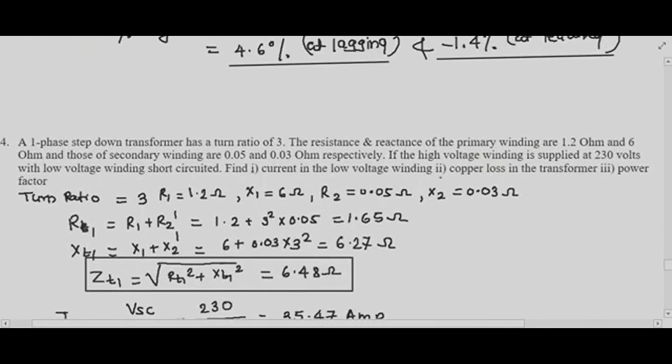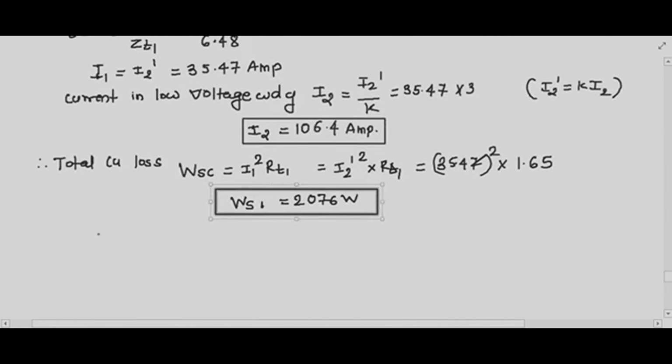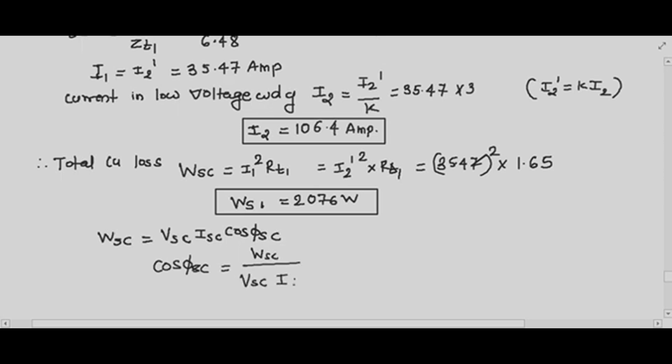Now what we have to find out? We have to find out copper loss in the transformer, we got it. We have to find out current in the low voltage winding, we got it. Then power factor at the short circuited condition. Students, we know that when we perform the short circuit test, WSC is nothing but VSC into ISC into cos of phi SC. So cos of phi SC is nothing but WSC upon VSC into ISC.